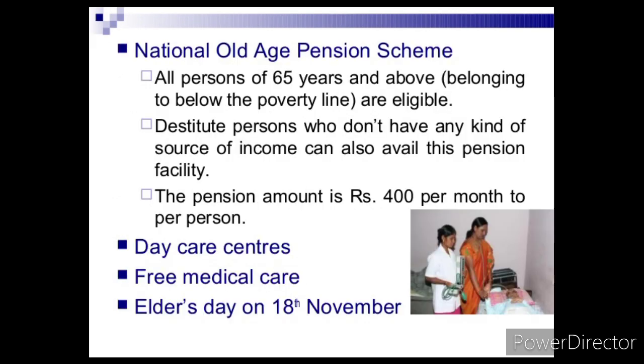Government also provides social welfare schemes for senior citizens. There is the National Old Age Pension Scheme, in which all persons of 60 years and above are eligible, and the government provides 400 rupees per month to the senior citizen. There are daycare centers and old age homes which serve several needs for senior citizens who are socially isolated by their families because of their old age.